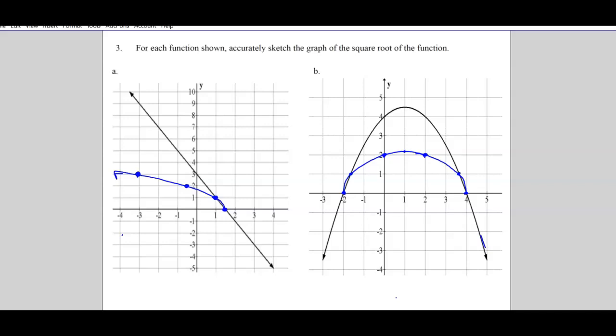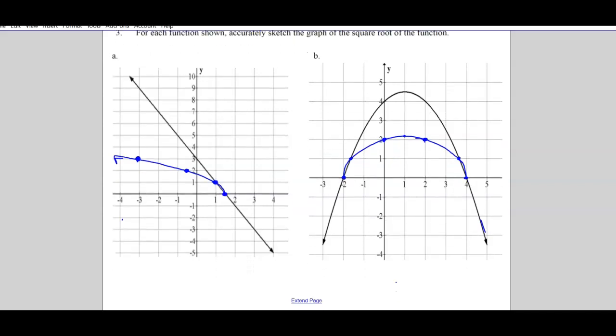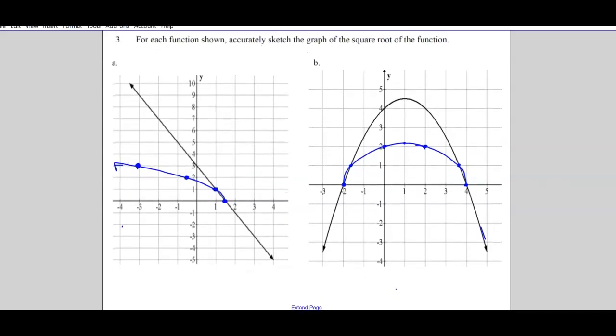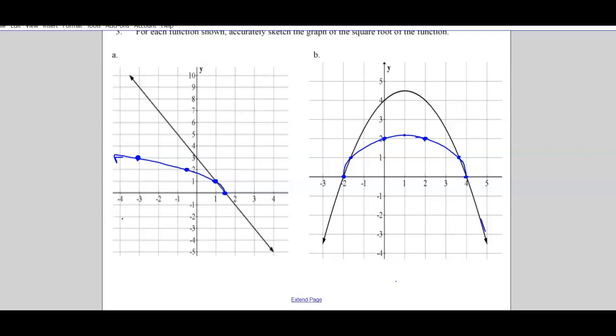So at least you can see. So do not put arrows on the end. If you put arrows there, you get marks taken off. Right? So, weirdo looking graph.